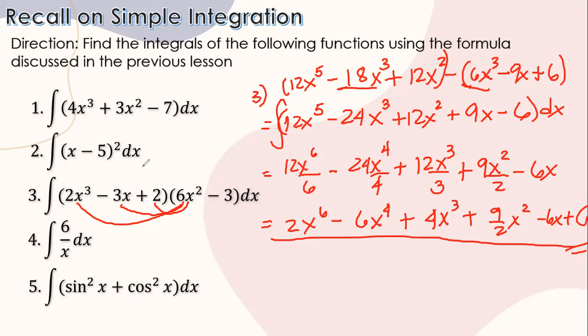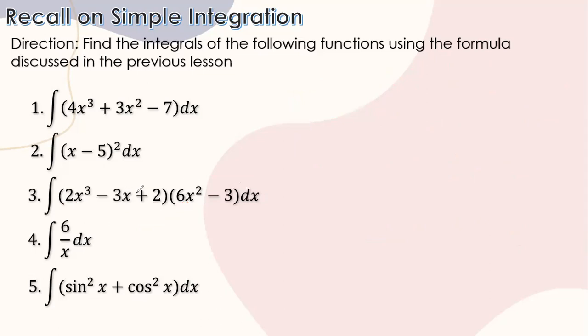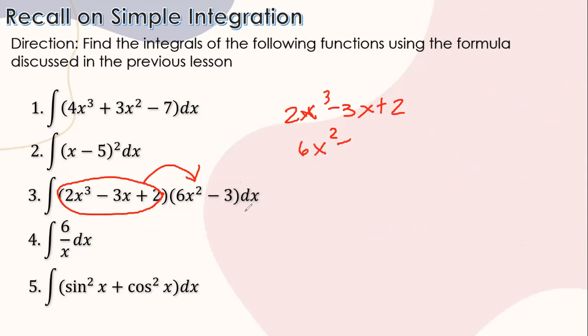Later on, in our lesson proper, if we notice, the derivative of one of these functions is the one being multiplied to it. So if we notice, 2x cubed minus 3x plus 2, its derivative is 6x squared minus 3.